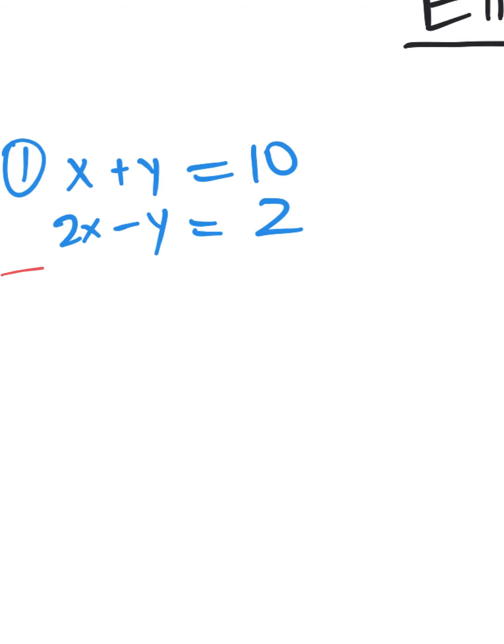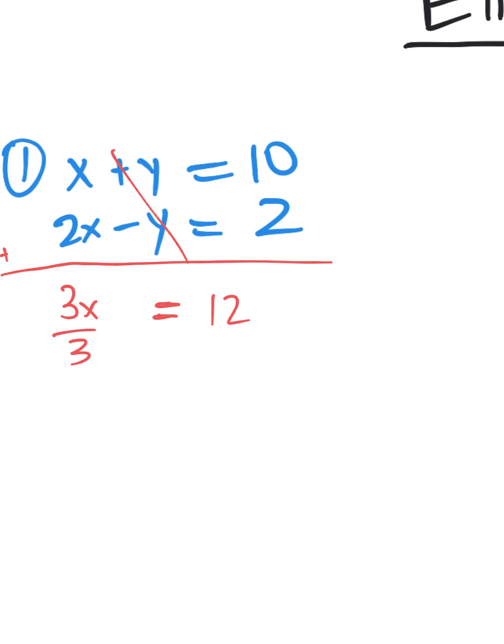I'm going to add, just like we would do with vertical addition, the top equation to the bottom equation. So x plus 2x gives me 3x. y minus y, well, that's going to cancel out or eliminate. And then 10 plus 2 is 12. So then I'm left with one variable. Similar to substitution, when you only have one variable, you either have an x or a y, you can just solve. So let's divide both sides by 3. And we found that x is equal to 4.